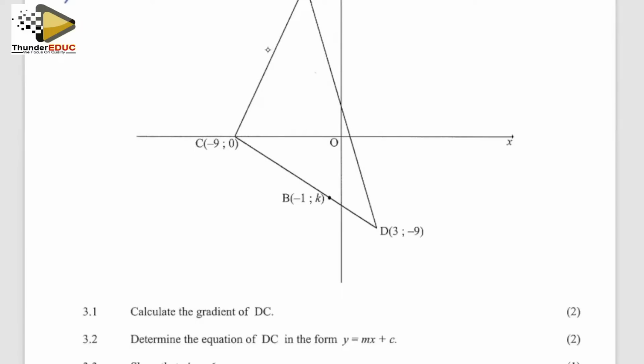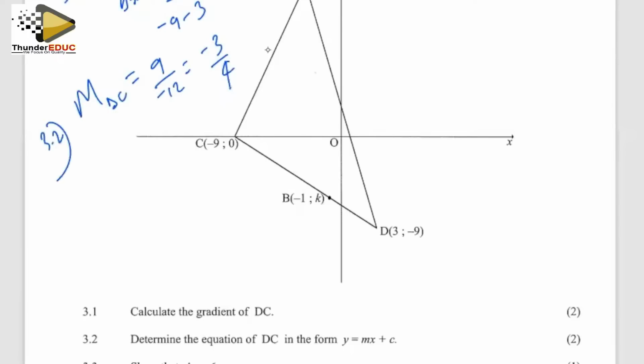So we know that gradient is change in Y over the change in X. So I'll say 0 minus -9 over -9 minus 3. That will give me 9 over -12, which is going to be -3 over 4. So that is the gradient of DC. Then 3.2, I want us to get the equation of DC.